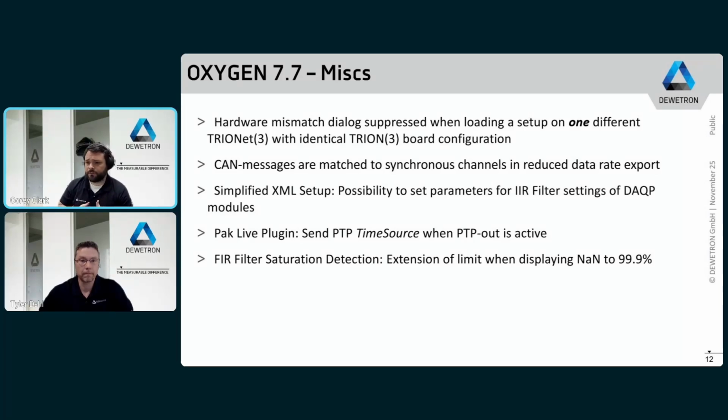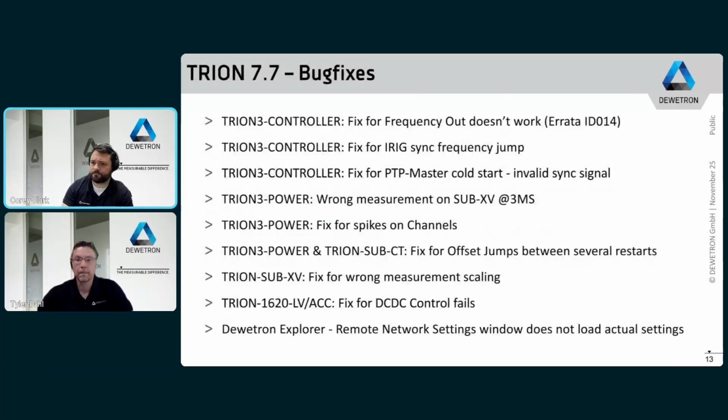And for FFT filters, we have saturation detection. The extension of limit when displaying not a number has been set to 99.9%. And that would round out our miscellaneous features for 7.7.